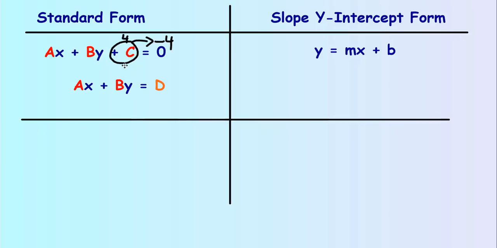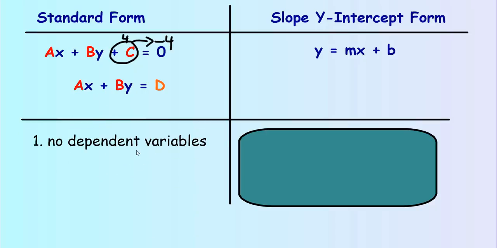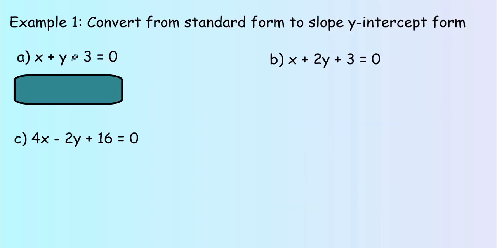So then, what is the point of learning standard form? The main benefit that standard form is useful for is if your x and y variables are not dependent on each other. You don't really have a dependent variable, and we're going to go through an example afterwards. In slope y-intercept form, it's much better for graphing, and it's also much better if you have clear independent and dependent variables because the y is denoted as dependent. So this form, you should know, is in standard form.